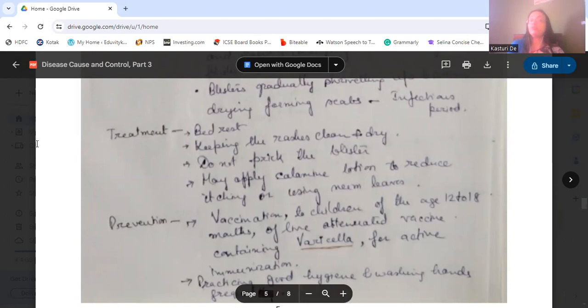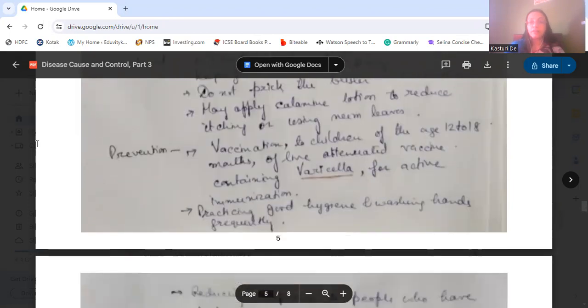Okay, 12 to 18 months, they should be vaccinated with a live attenuated vaccine containing varicella virus for active immunization. And then good hygiene should be practiced by washing hands frequently.